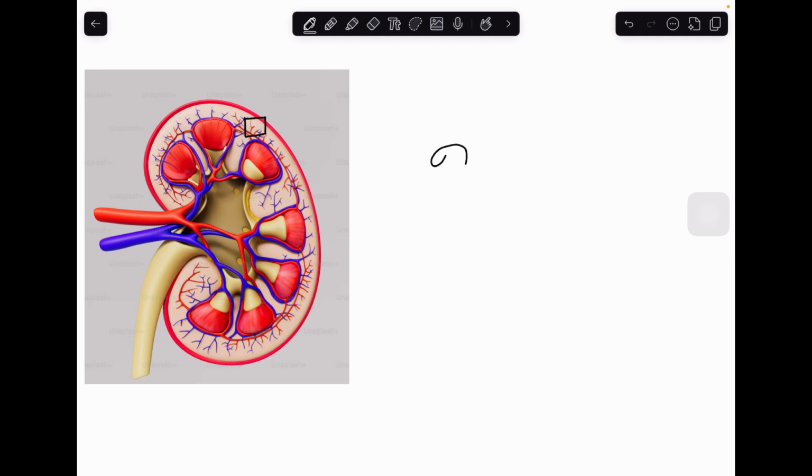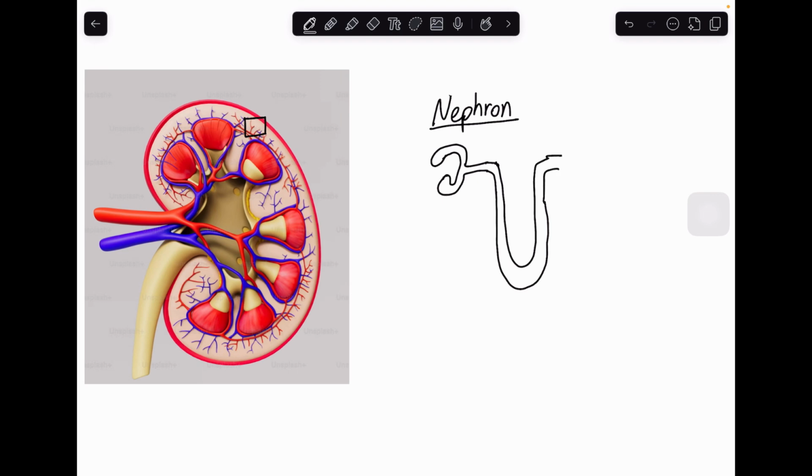Okay? So, the nephrons start off with a structure like this. And then they extend downward like so, and come back up like that, and then dump into a larger structure, like that. Okay, I'm not an artist here, but this is enough to get the point across. So, we're looking at a nephron.